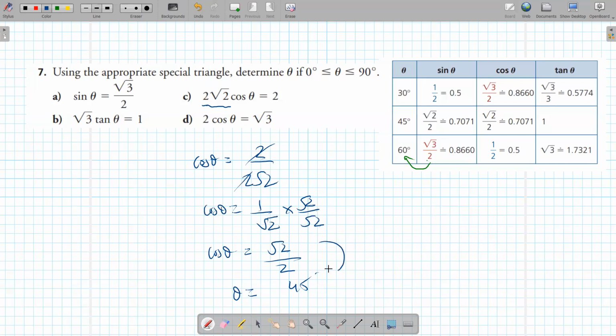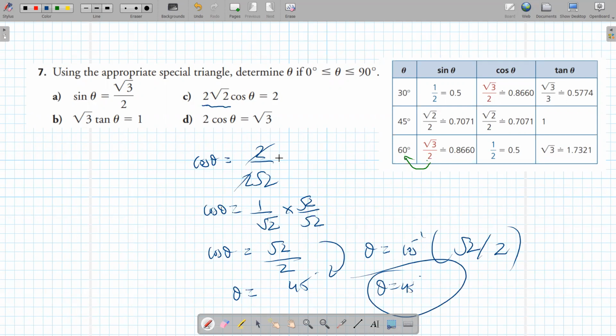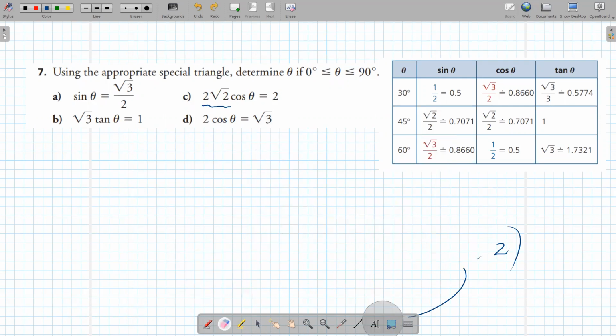So from here to here, what we did was we did cosine inverse on both sides. Cosine inverse of root 2 over 2. And you can also do this bit in a calculator if you don't have the chart. And that's going to be 45. And you are done. Notice how the value for sine 45 and cos 45 is the same. See this? Sine 45 and cos 45 is the same.